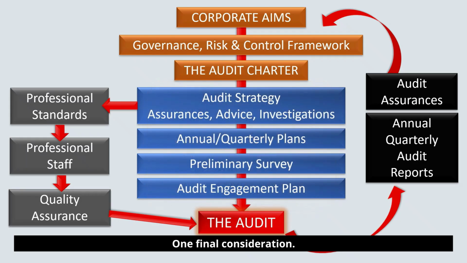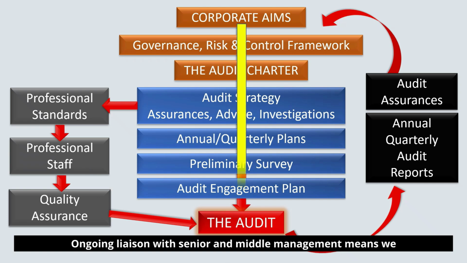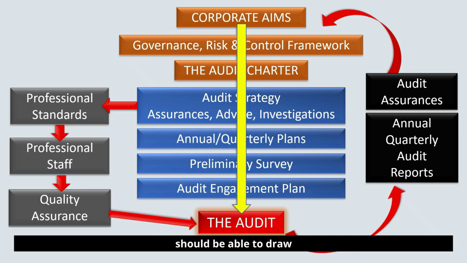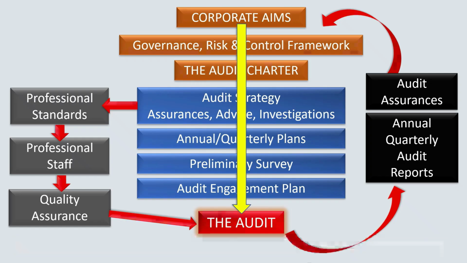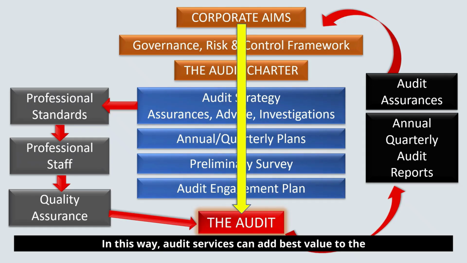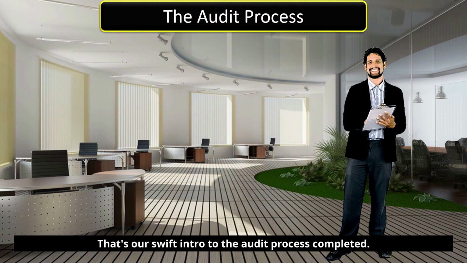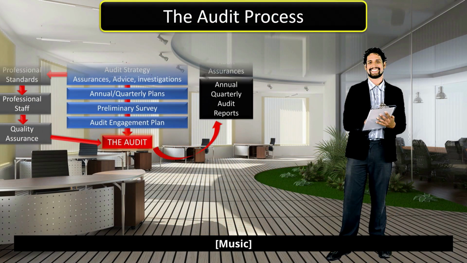One final consideration. We started with the objectives and strategy of the organisation. Ongoing liaison with senior and middle management means we should be able to draw a fixed link from corporate aims to each and every audit you perform. In this way, audit services can add best value to the business. That's our swift intro to the audit process completed.